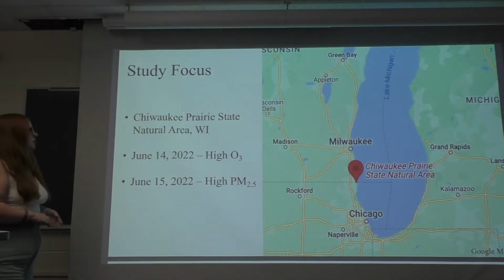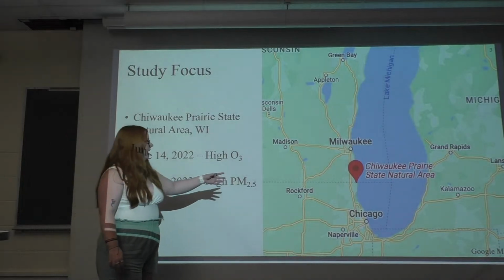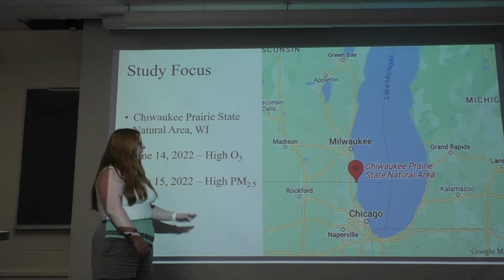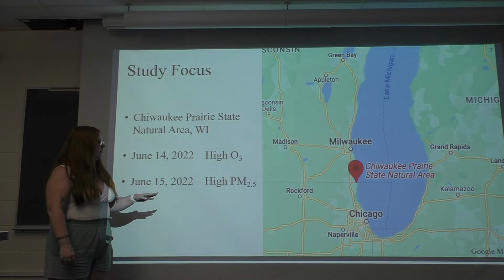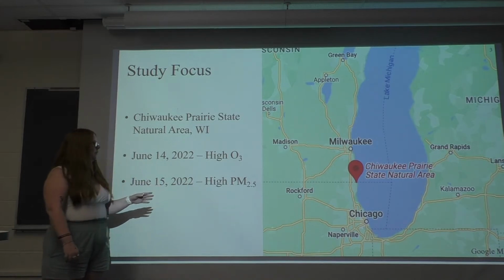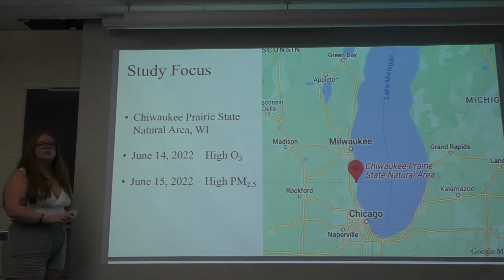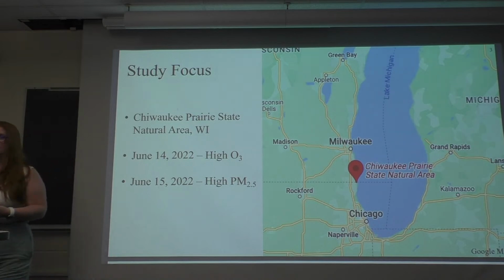So here we're looking at Chiwaukee Prairie, and you can see that the Chiwaukee Prairie State Natural Area is right above the Wisconsin-Illinois border. And we're going to be looking at 2 days. Today we're going to be looking at June 14, 2022, and that's our high ozone or O3 event. And then June 15, 2022 is our high PM2.5 or fine particulate matter event.